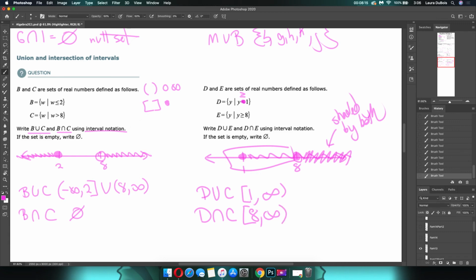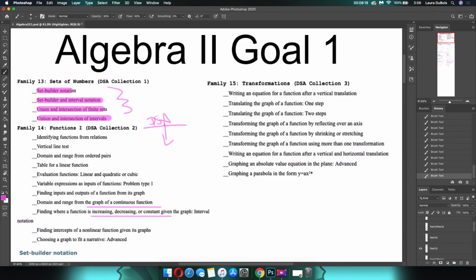So again, very, very short series of topics, but it unlocks a bunch of DSA questions. Hopefully this helps you as you start rounding out your goal 1 and getting your 85%.